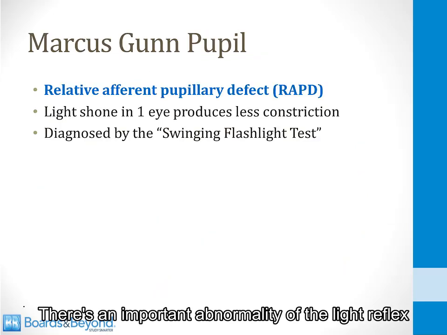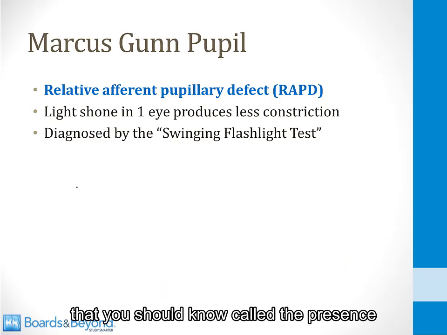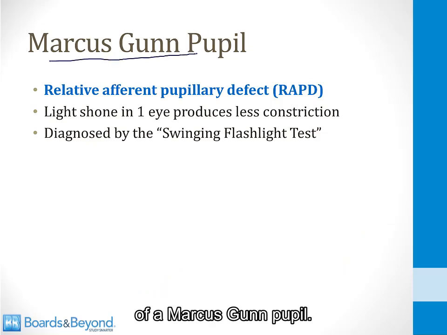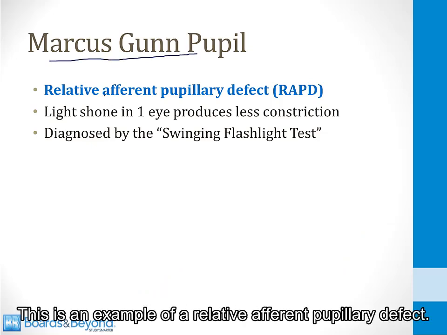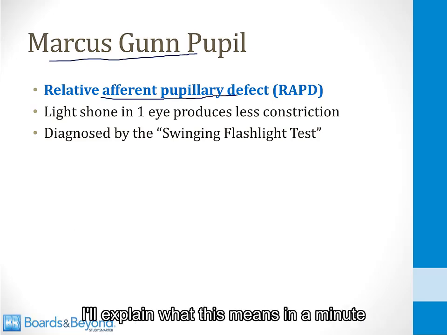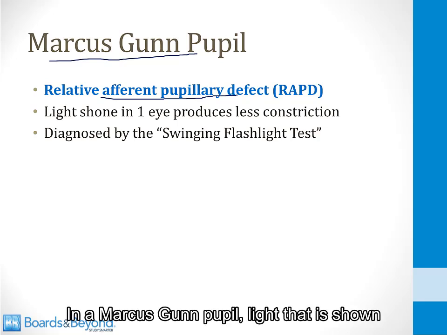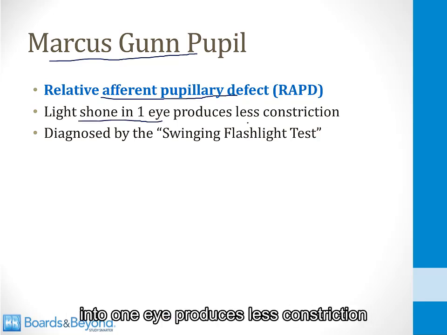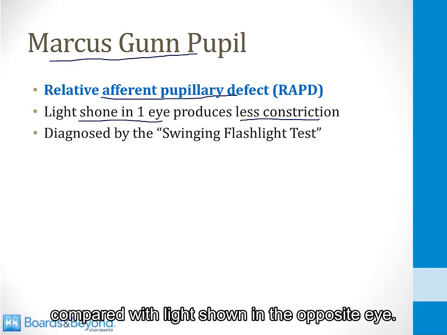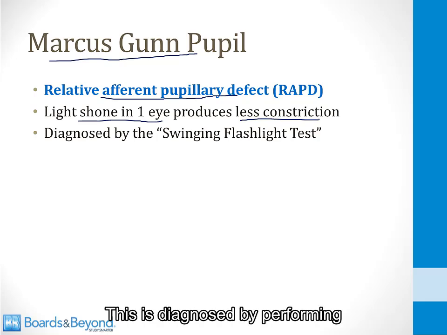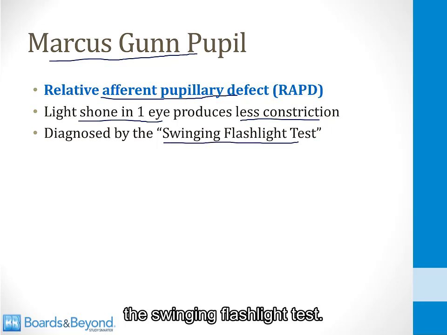There's an important abnormality of the light reflex that you should know called the presence of a Marcus Gunn pupil. This is an example of a relative afferent pupillary defect. I'll explain what this means in a minute. In a Marcus Gunn pupil, light that is shone into one eye produces less constriction compared with light shone in the opposite eye. This is diagnosed by performing the swinging flashlight test.